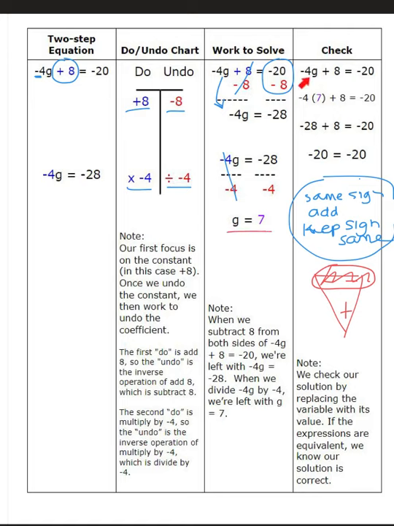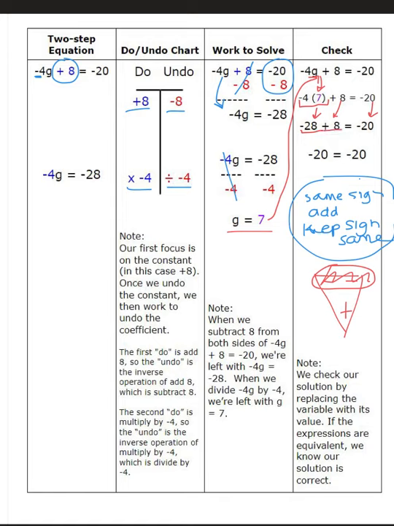Over here, check my answer. -4g plus 8 equals -20. Take my value of g, substitute it into the g, which is the 7 in parentheses. So -4 times 7 plus 8 equals -20. Work out the multiplication first because order of operations says to. You get -28. Bring down the plus 8 and so on.